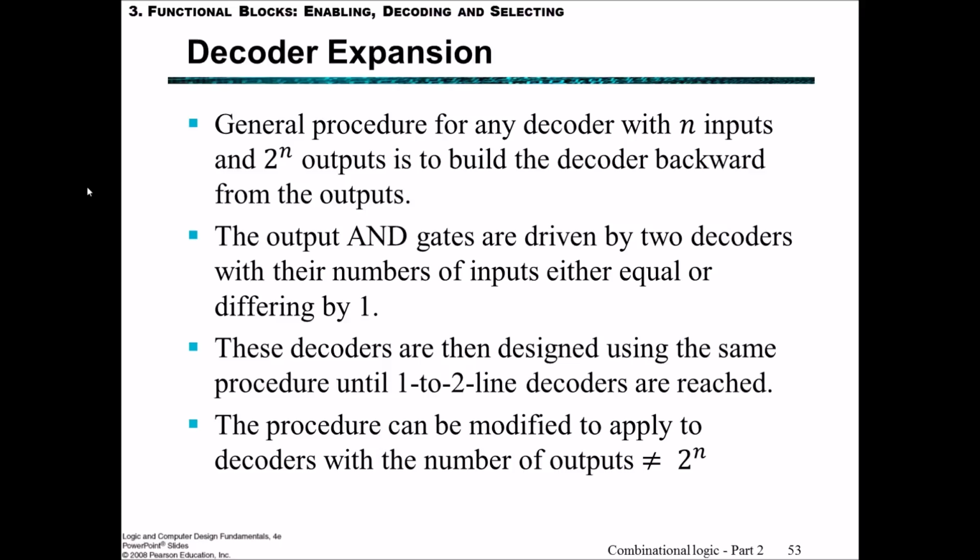Each of the output AND gates will be driven by 2 decoders with their number of inputs either equal or differing by 1. And then these decoders are usually designed using the same procedure until 1 to 2 line decoders are reached. It is possible to modify the procedure in such a way that the decoders can have a number of outputs that's not equal to 2 to the n, just so long as the number of outputs m is less than or equal to 2 to the n and greater than or equal to n.